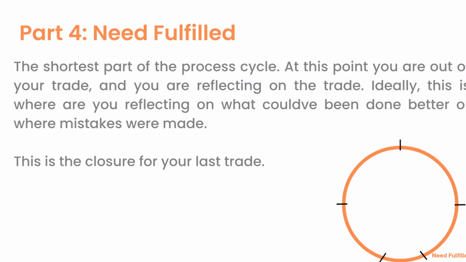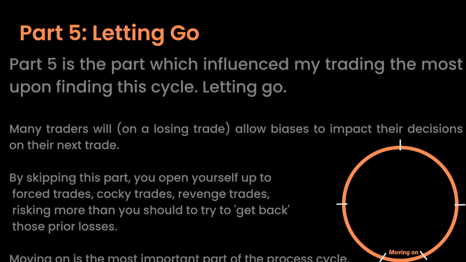And then right after part 3 brings us into part 4, which is the need being fulfilled, right? This is the shortest part of the process cycle. At this point, you are already out of your trade and you're reflecting on the trade. Ideally, this is where you're reflecting on what you could have done better or where mistakes were made in that trade, right? This could also be viewed as the closure for that last trade that was made. Again, this process cycle is for each individual trade.